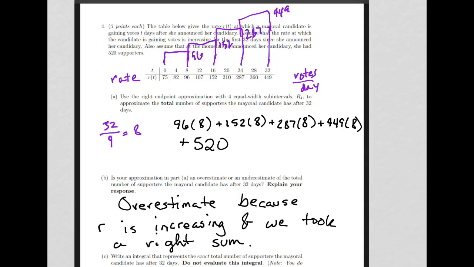Okay. If it was a left sum, so let's say that this was L4 instead of R4, then it would have been an underestimate, and it would still be that R is increasing, but it's because we took a left sum.